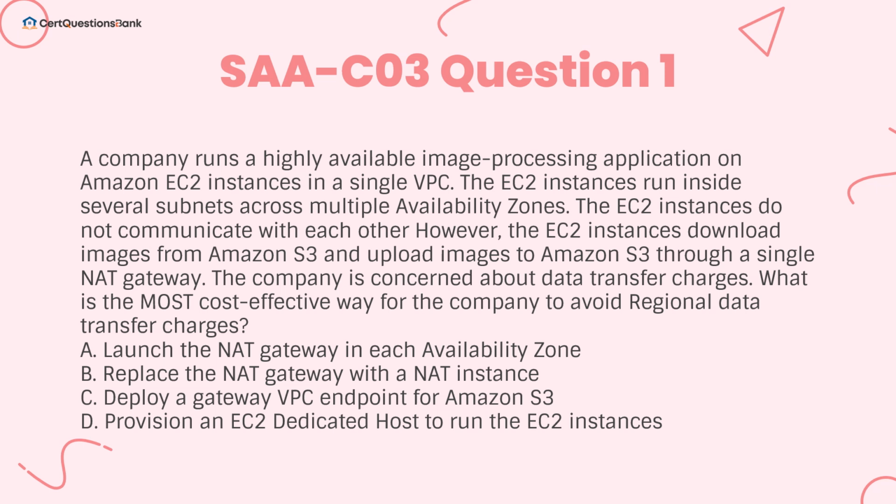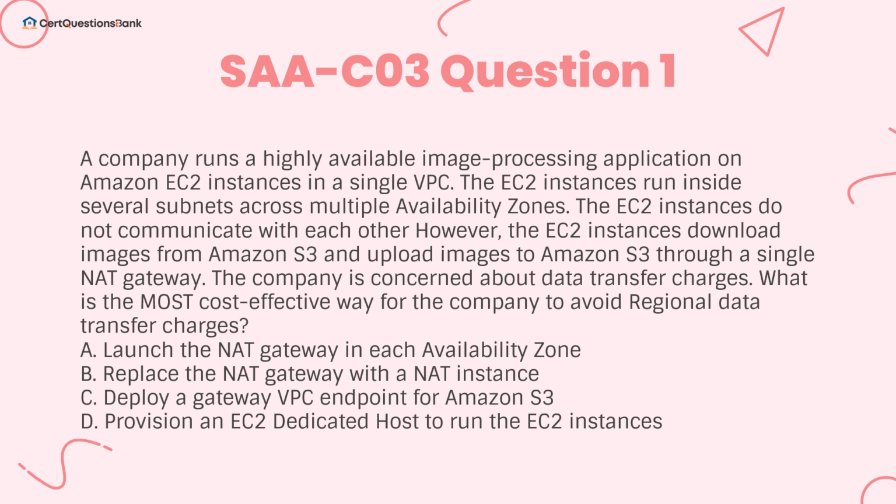A company runs a highly available image processing application on Amazon EC2 instances in a single VPC. The EC2 instances run inside several subnets across multiple availability zones. The EC2 instances do not communicate with each other, however. The EC2 instances download images from Amazon S3 and upload images to Amazon S3 through a single NAT gateway. The company is concerned about data transfer charges. What is the most cost-effective way for the company to avoid regional data transfer charges?